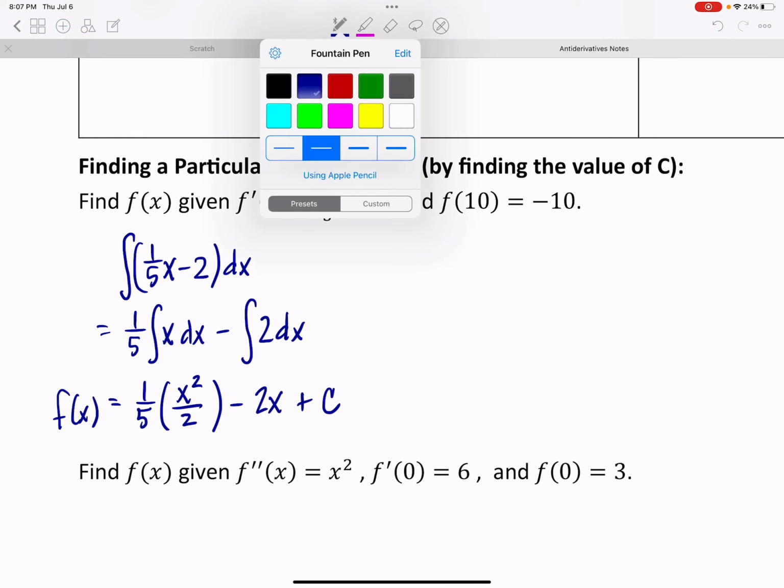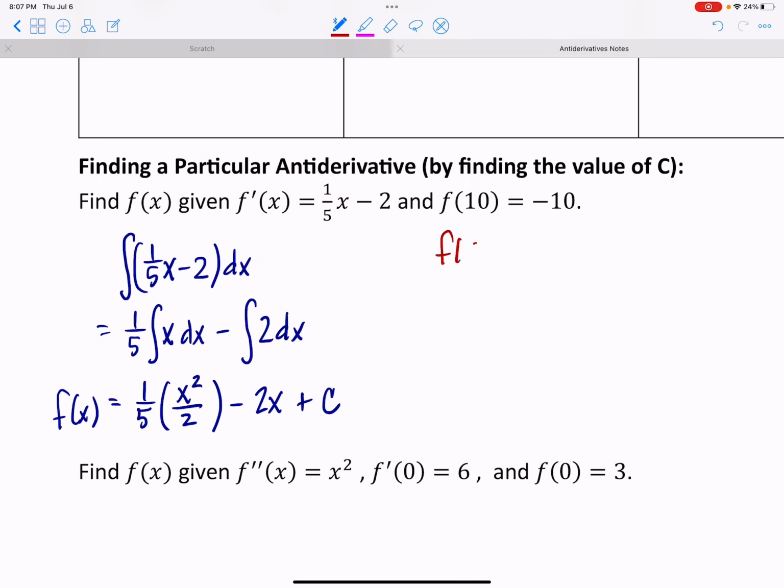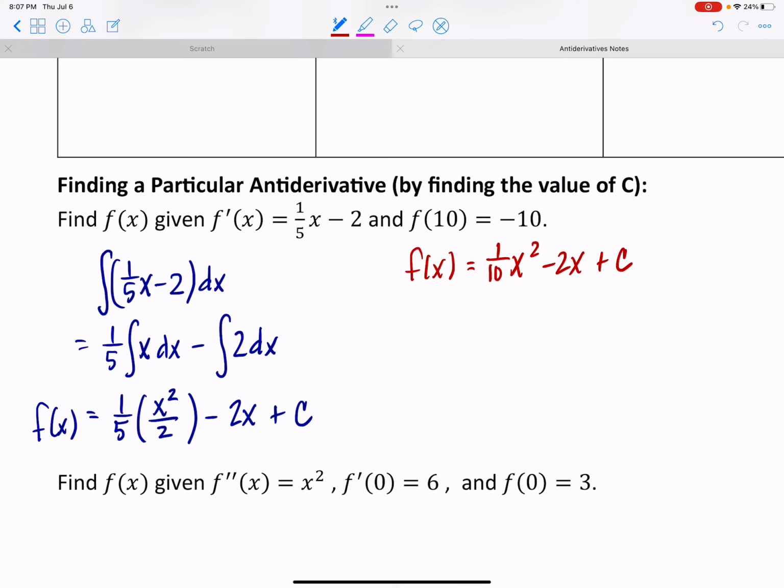Now I just want to clean that up a little bit. So I'm saying we found the original function by integrating the derivative, finding the antiderivative. It becomes 1/10 x squared minus 2x plus c. Now that's a family of functions technically, because I could plop whatever I want in there for c, but in this case we know a particular point on the function, so we can actually find the actual function for this situation.